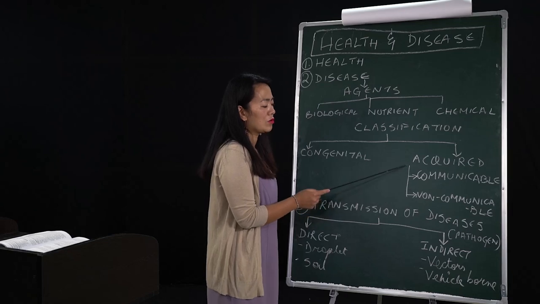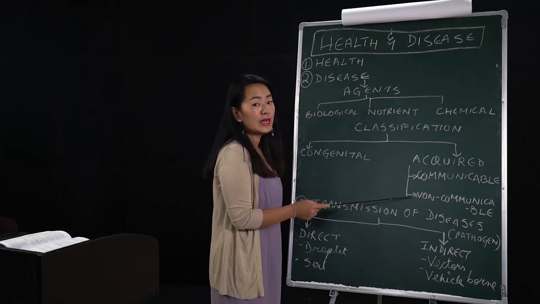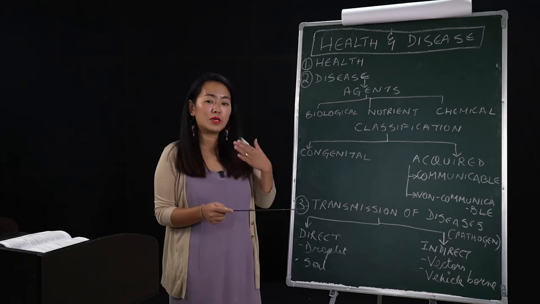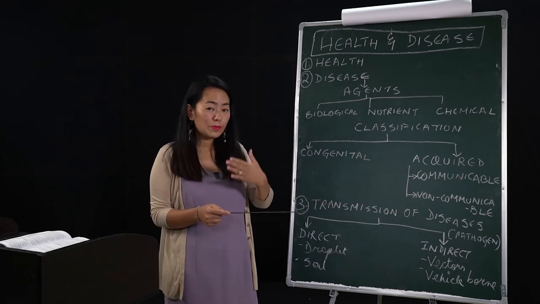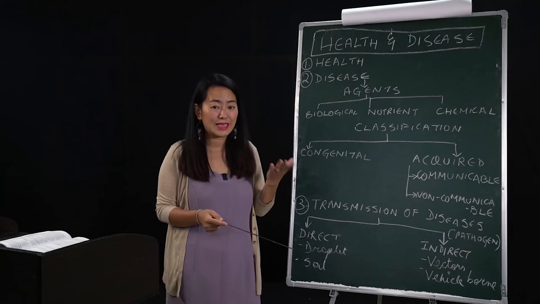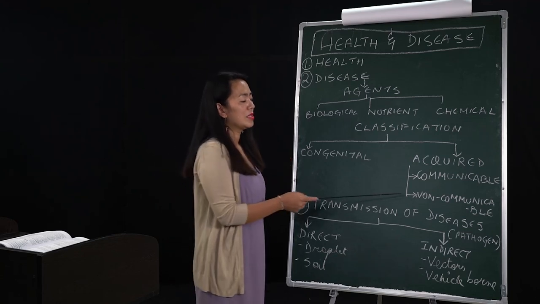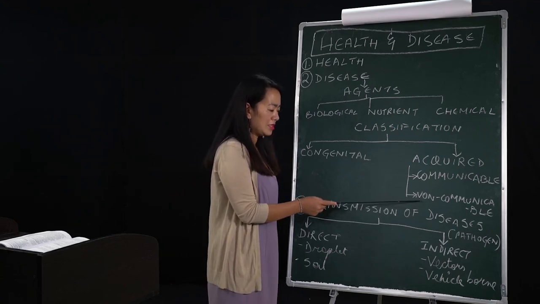Now, in case of acquired diseases, the second one is non-communicable disease. What are non-communicable diseases? Those which cannot be communicated from one person to the other. The most common example is cancer, right? It cannot be communicated. This all comes under non-communicable diseases.